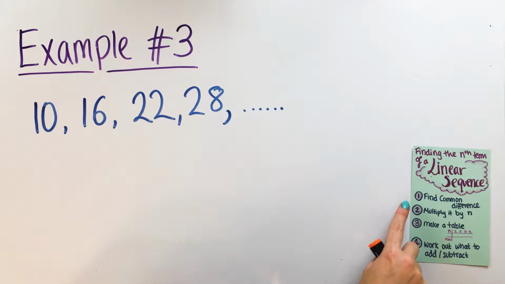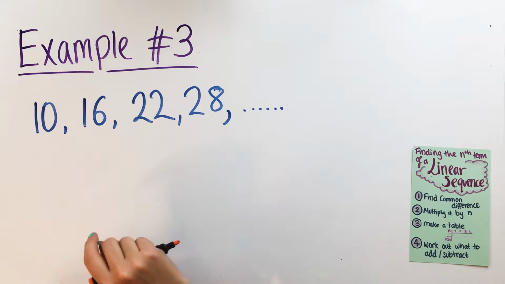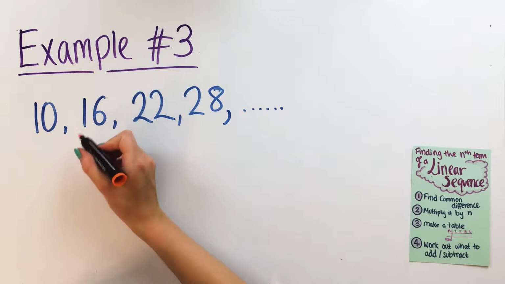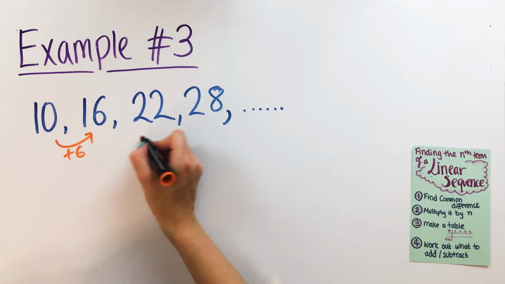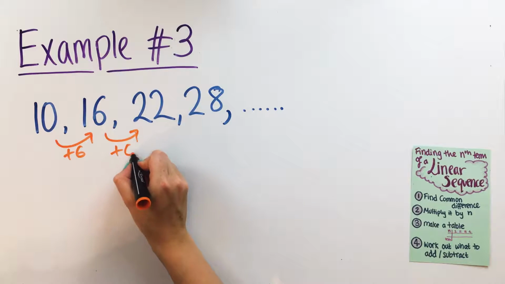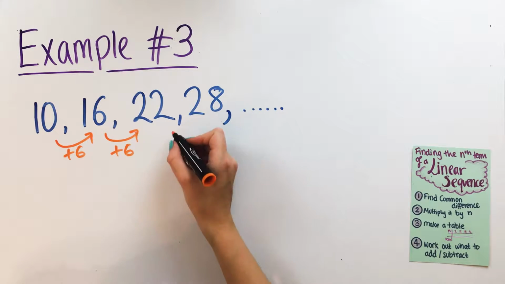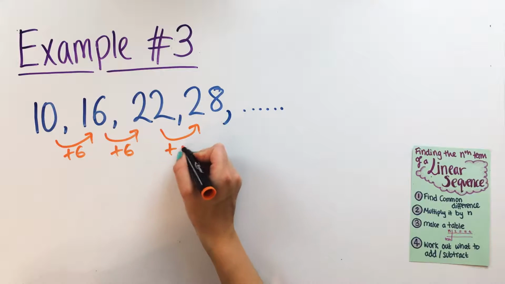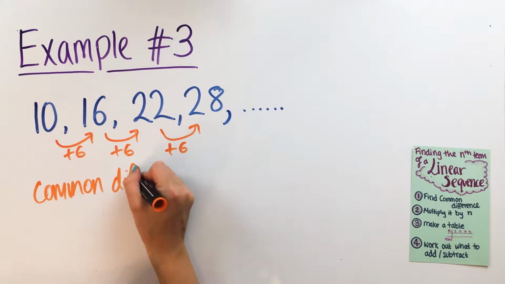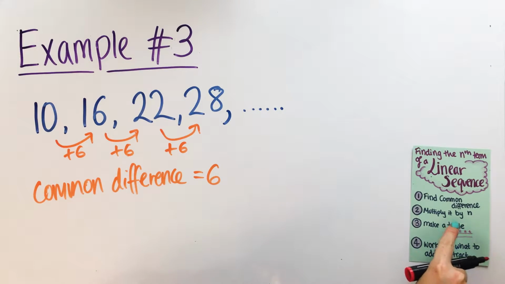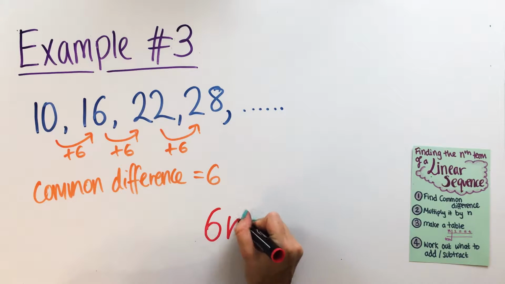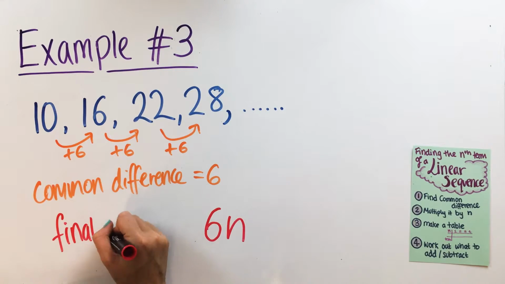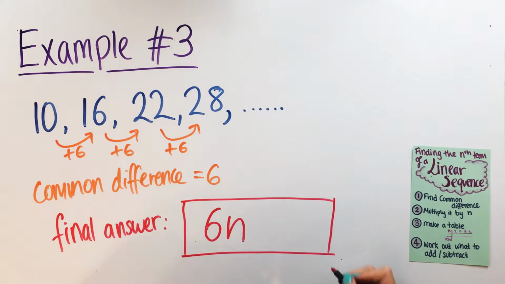So step number 1, we find the common difference. So here we can see to get from 10 to 16, you add 6. And again here, to get from 16 to 22, add 6. And here to get from the third term to the fourth term, 22 to 28, we add 6 again. So the common difference is 6. Step number 2, we multiply it by n. So we're going to write 6n down here. And we know that this is going to form the first part of our final answer.